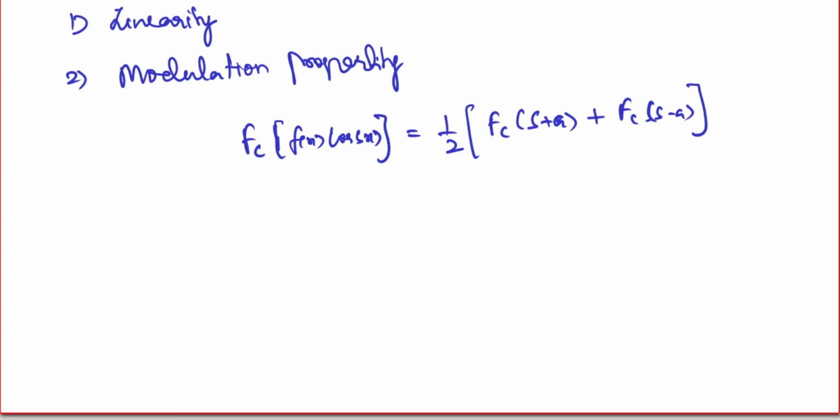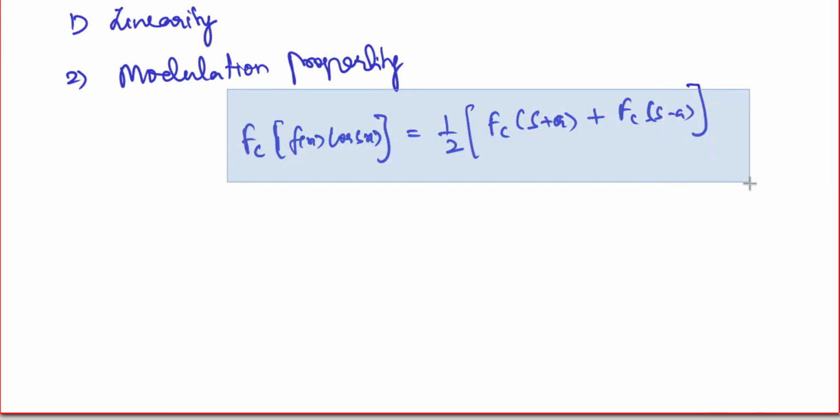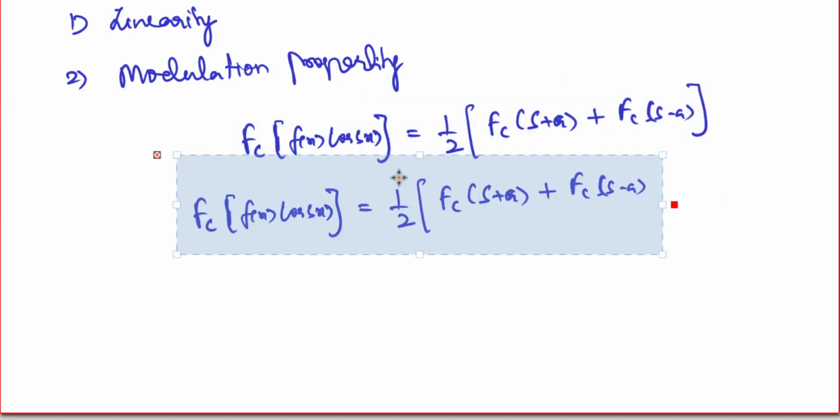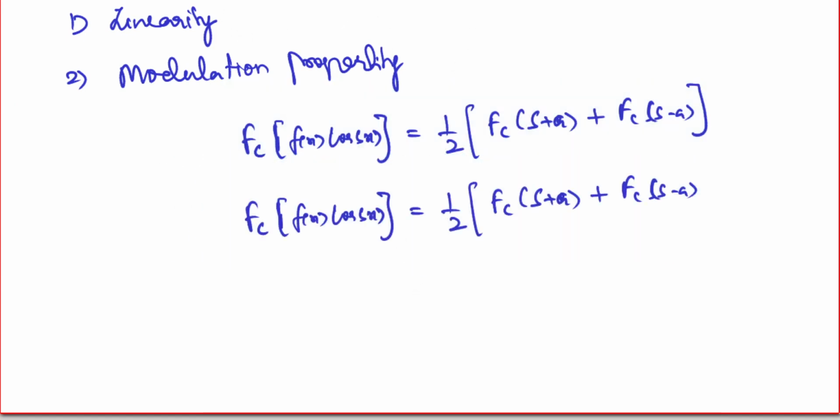And I think the same thing will work for the sine transform. I can copy this and paste it over here, and then just replace some of the terms. So f of x into sin ax is equal to 1 by 2 times Fs of s plus a plus Fs of s minus a. That's the modulation property, which will work for the Fourier sine and cosine transforms as well.